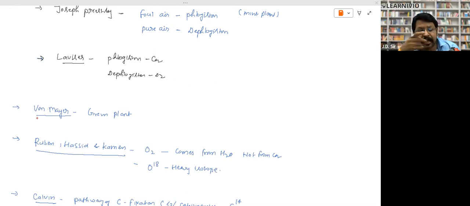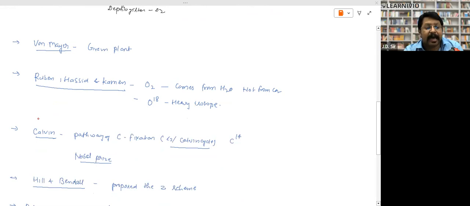Then another set of scientists, Ruben, Hassid, and Kamen. They used O2, the heavy isotope of oxygen, that is O18. O16 is the light, normal isotope, and O18 is the heavy isotope. They proved that oxygen comes from water, not from carbon dioxide. That's what they proved. Clear?